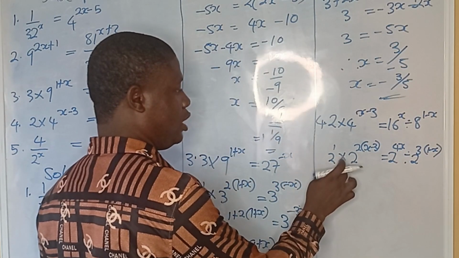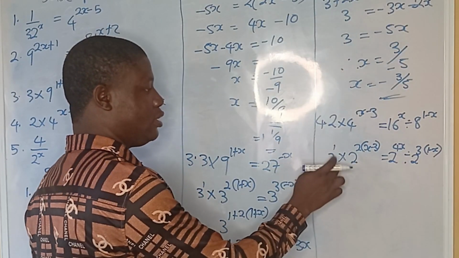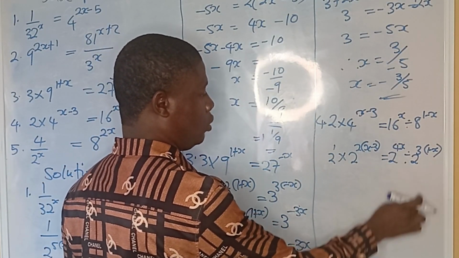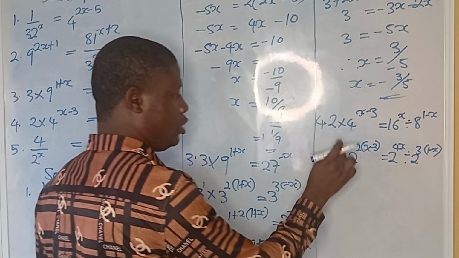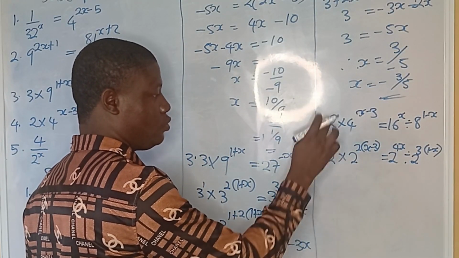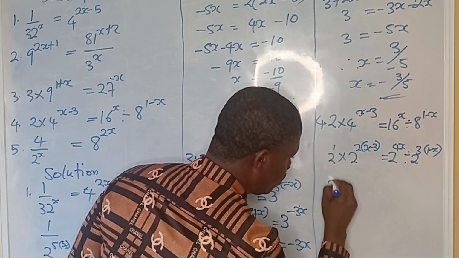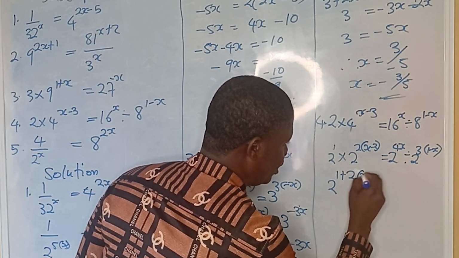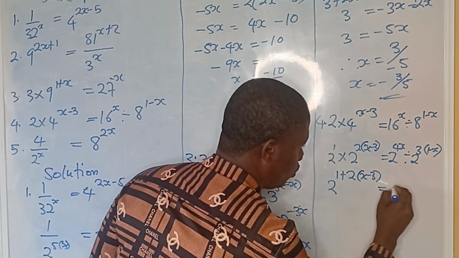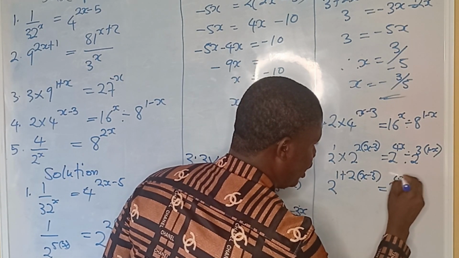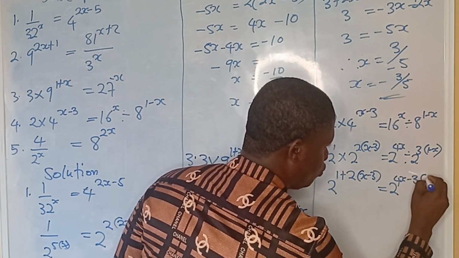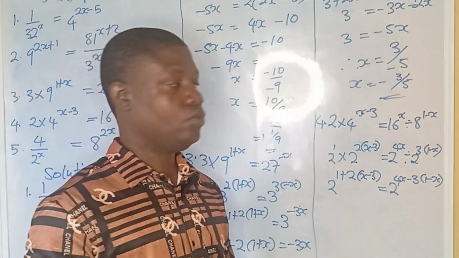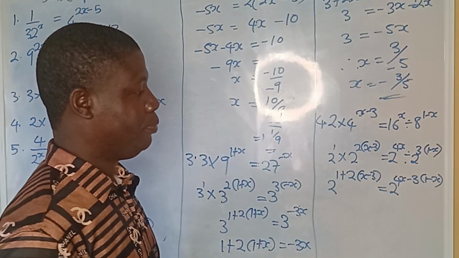x. So here you're multiplying, you apply the law of indices. Here you are dividing, you apply the law of indices. That is, you take one of the bases, you subtract their powers. Here, since you are multiplying, you take one of the bases, you add their powers. So we're going to have 2 raised to the power of 1 plus what? 2 into bracket x minus 3 is equals to 2 raised to the power of 4x minus what? 3 into bracket 1 minus what? x. So since they are based on the same thing, you equate their powers.